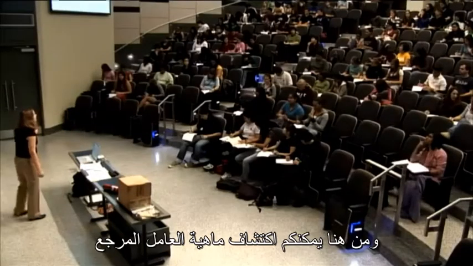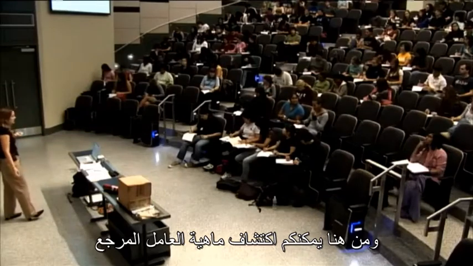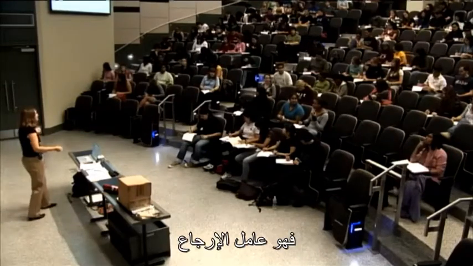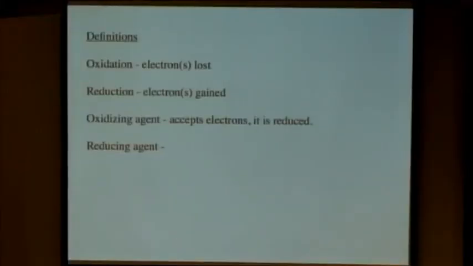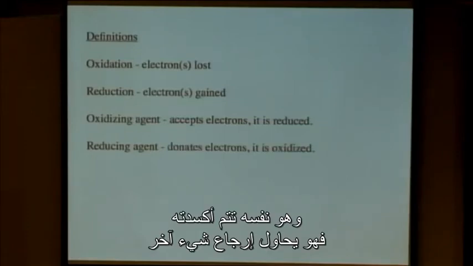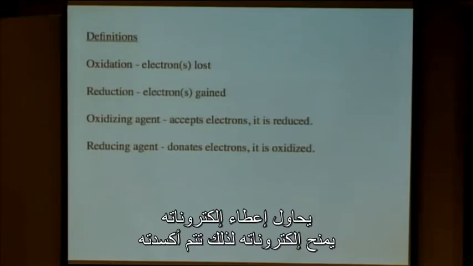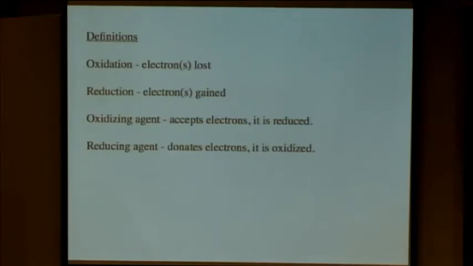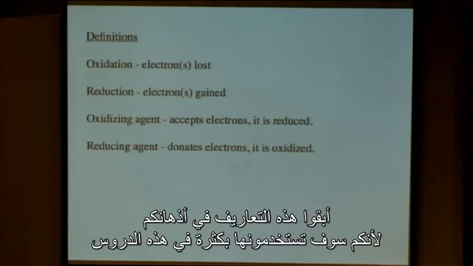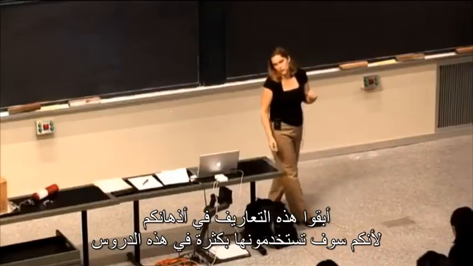And then you could probably figure out what a reducing agent is. It's an agent of reduction. And so it itself will be oxidized. It'll try to reduce something else. It'll run around trying to reduce something, trying to give off its electrons, donate its electrons so that it can be oxidized. So keep these definitions in mind because you're going to be using them a lot in this unit.